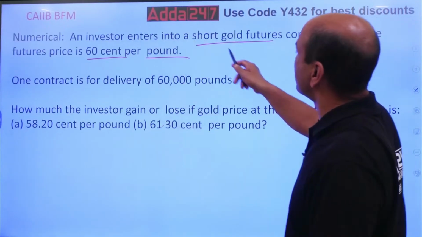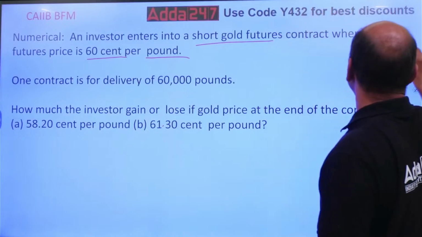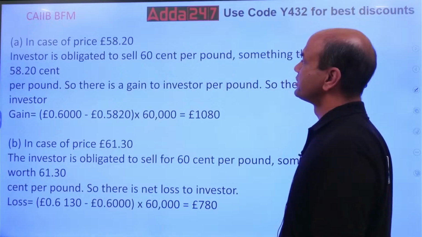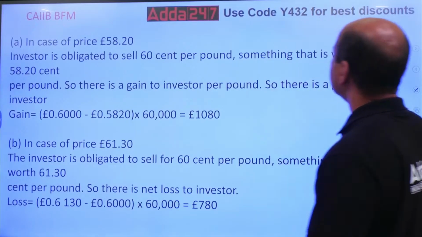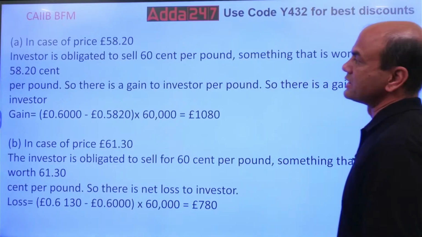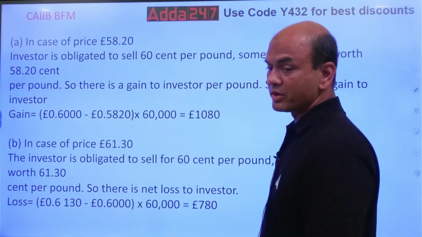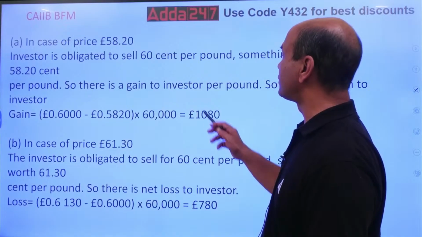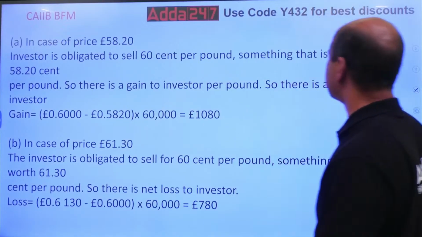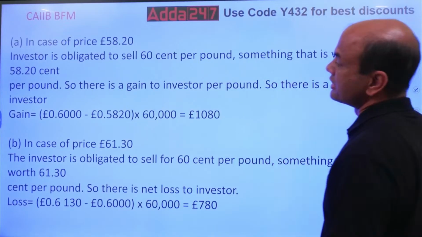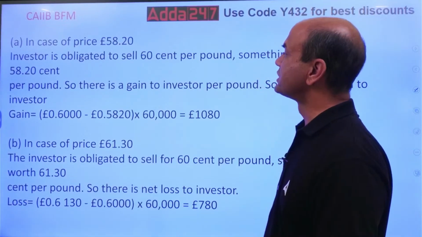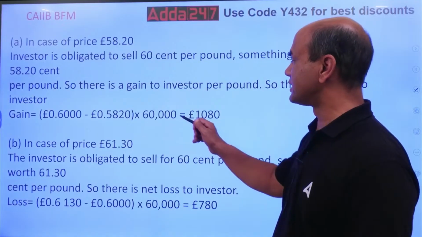say this, enter into a short gold futures. Okay, short gold. Now here, investor is obligated to sell 60 cents per pound something that is worth 58.2 cents. Now what do I mean by this? Per pound. Okay, so there is a gain to the investor per pound. So there is a gain to the investor of 0.6 minus this much, 0.5820 and into 60,000.